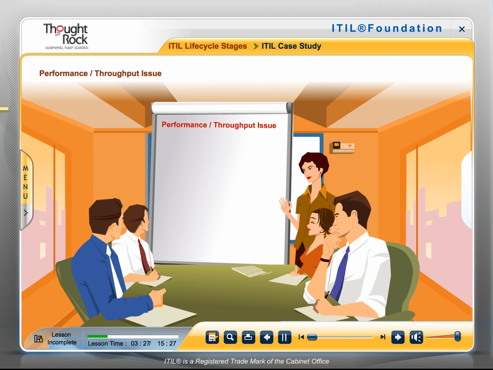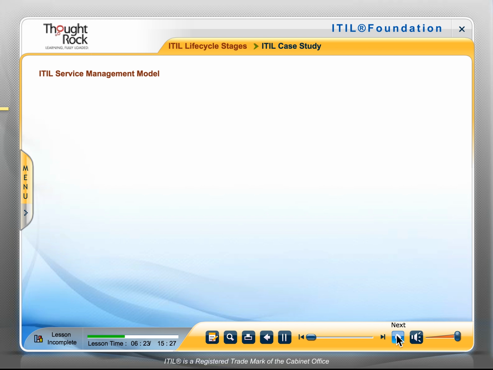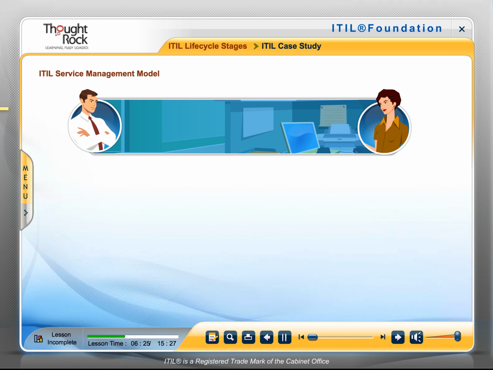Once the group finished their work, Carol was nominated to present their recent business problem. Welcome back from the break. As promised, we are going to take Carol's example and step it through the ITIL processes to see what might have happened if, in fact, you were using ITIL best practices.